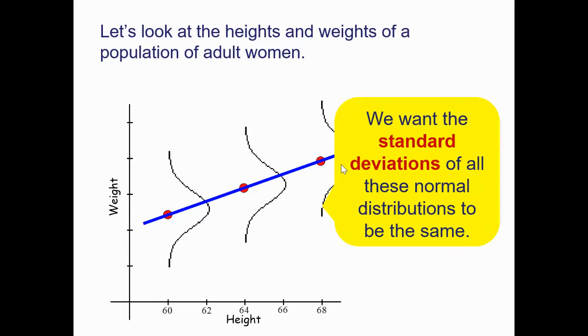Okay, so we want the standard deviations of all these normal distributions to be the same. So if you notice the curves all look to be about the same, that's because they have the same standard deviation.